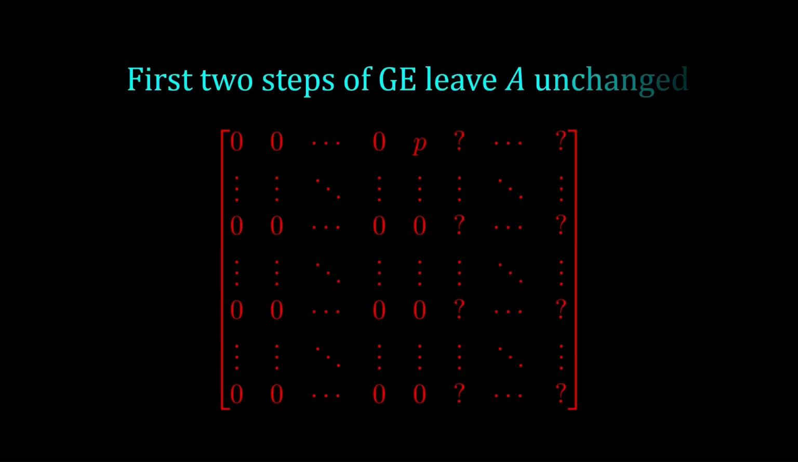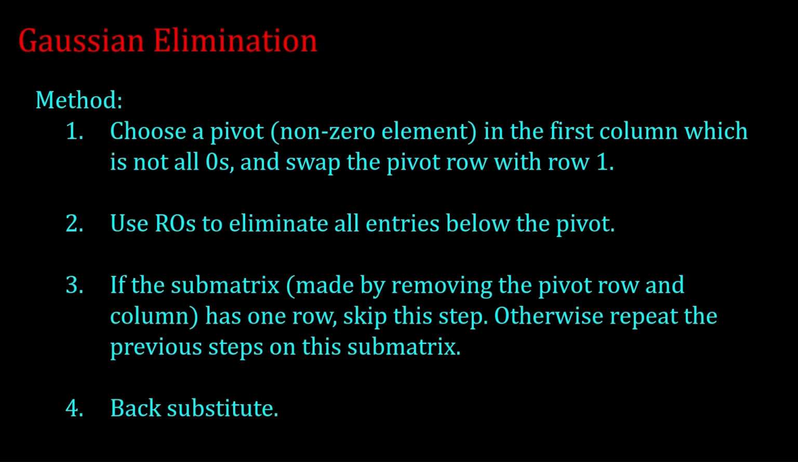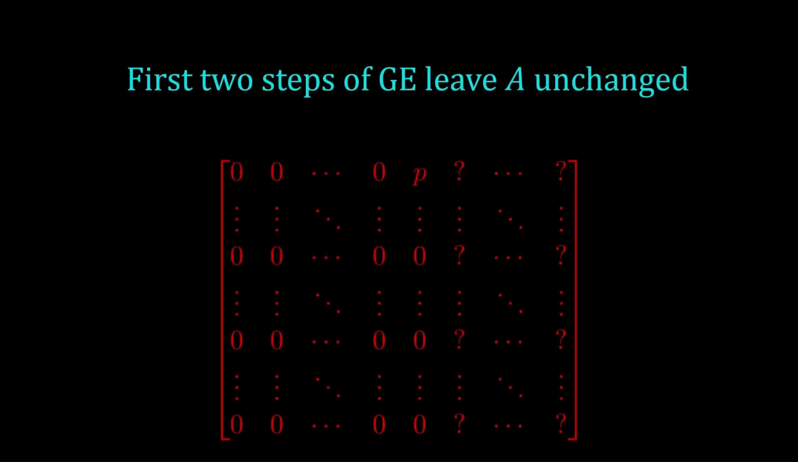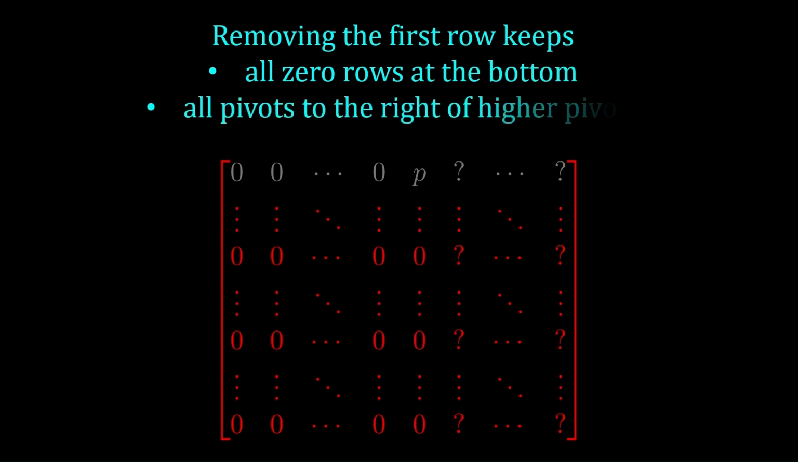This is really important. The next step is about the submatrix, which you usually remove the pivot row and column, but actually there's a way to do it just by removing the row. It's actually equivalent, because you're just going to be left with a bunch of 0 columns on the left which don't really affect anything. So we can actually remove the first row and that suffices. Now we have another submatrix. Now think about it. Does this submatrix have the same properties as A? Well, clearly all the 0 rows would still be at the bottom, but also all pivots are still to the right of higher pivots. Removing the first row just removes a pivot from the top. It doesn't change the ordering of pivots below, right? So this submatrix has the same two properties as A.